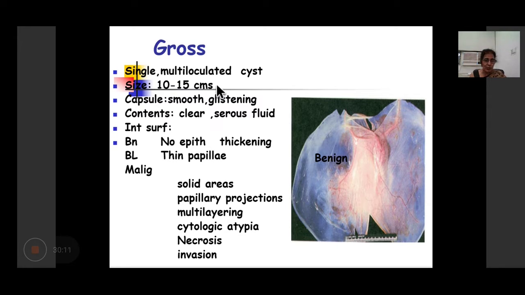There are no solid areas in the cyst lining, the cyst wall. No epithelial thickening is there. It is lined by a single layer of ciliated columnar epithelial cells. In borderline tumors, you will get papillae, and in malignant tumors, there are large solid areas in the wall with papillary projections, multilayering, cytological atypia, necrosis, and invasion. So all the differences between benign and malignant tumors are clearly visible here in the benign serous cyst and the malignant tumors.